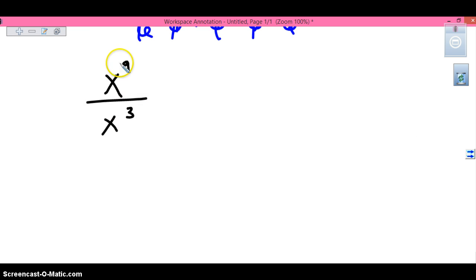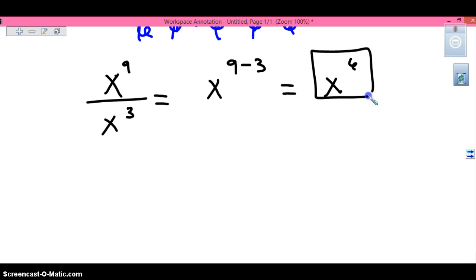If we have to use the quotient of powers property to simplify, what would we say? x to the 9 minus 3. They have the same base, that means we can subtract their exponents. x to the 6th power.